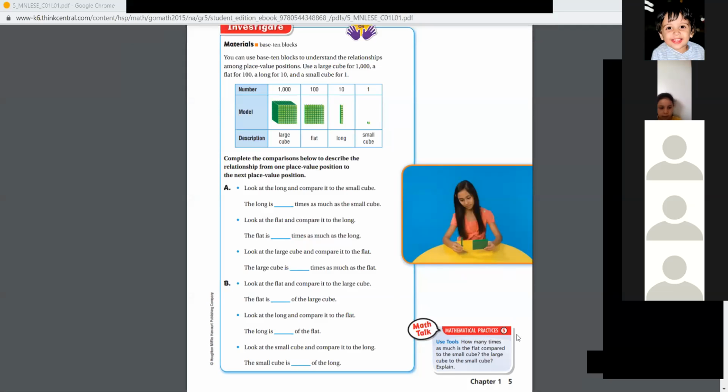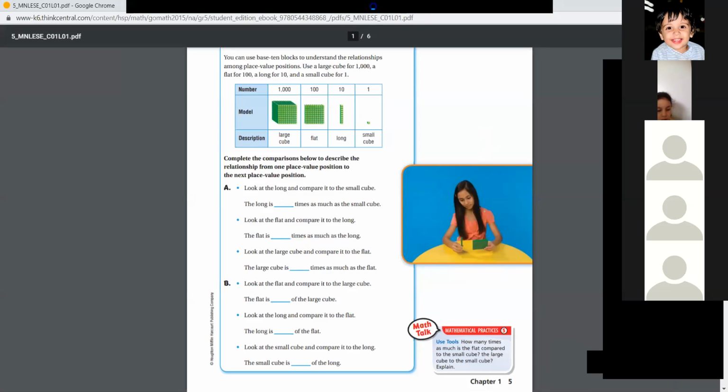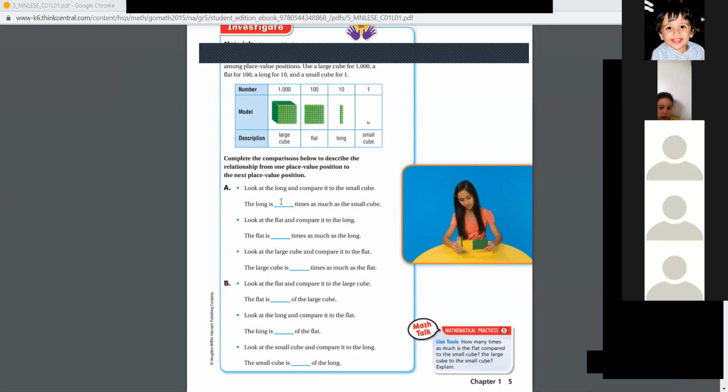Okay. Look at the long and compare it to the small cube. The long is how many times, girls? Like how many of these small cubes make one long? 10 times bigger. It is 10 times. So I'll just write here 10.